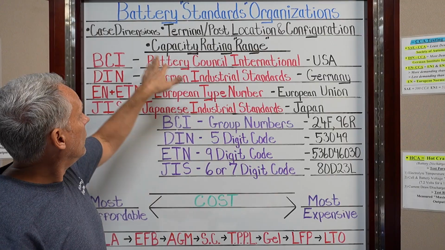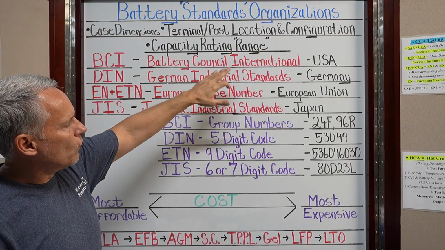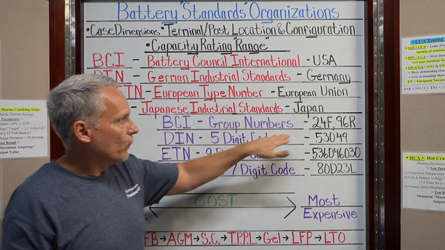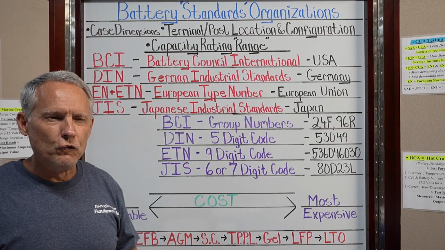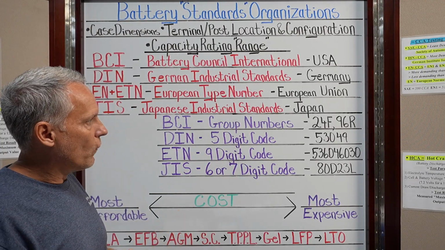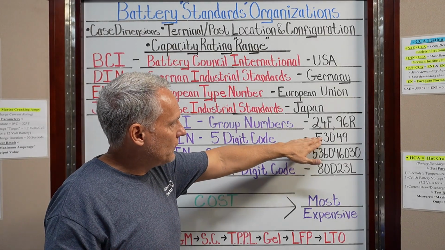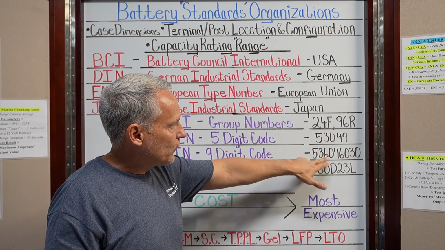In the BCI, Battery Council International, they do have a published list of all of their group number batteries. So all you've got to do is look it up. There's not really any real need for you to know much more than that. But these other numbers actually break down, and these numbers actually have meaning.